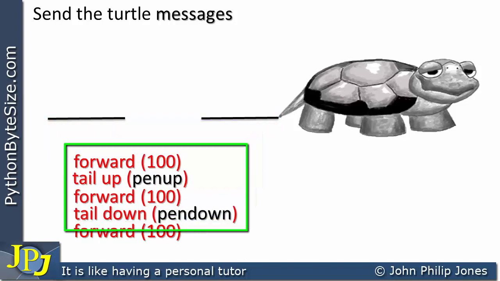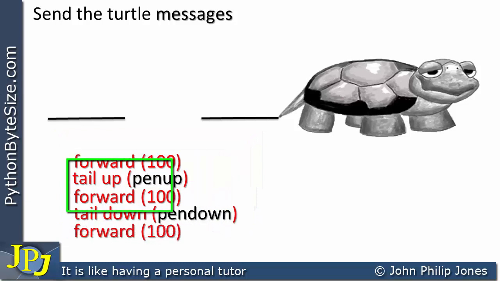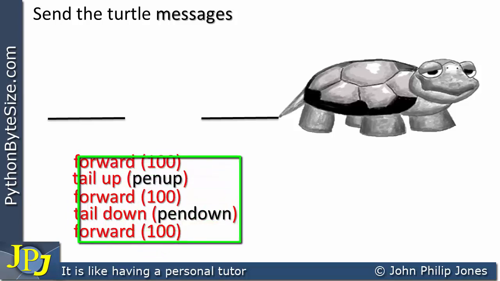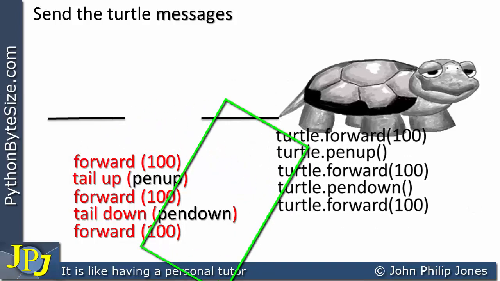Of course, these messages have treated the turtle like the metaphor it is, and when here we're saying tail up, we're really lifting the pen up, so the turtle would not be capable of drawing. And here when we say tail down, we're really telling it to put the pen down, allowing it to draw. So let's consider what these messages would look like in the Python programming language. We would see them appearing like this.